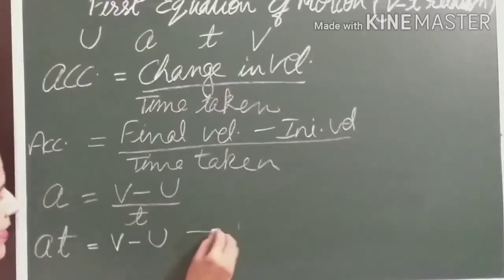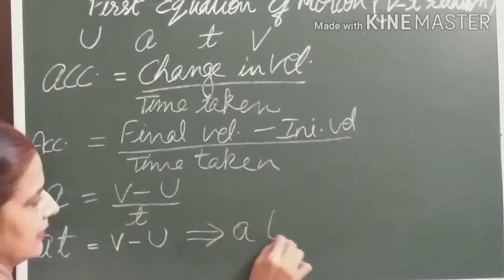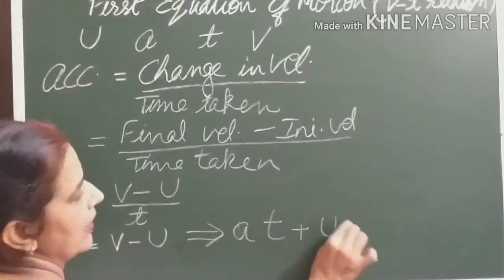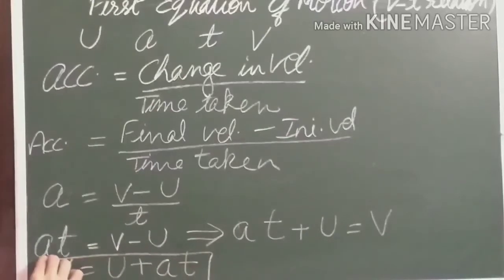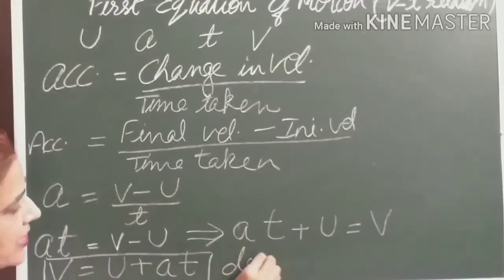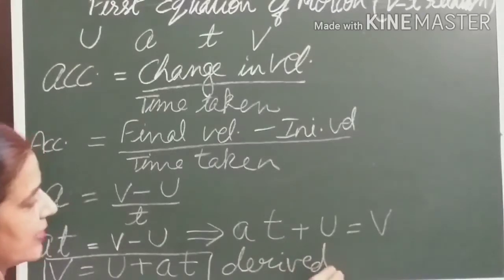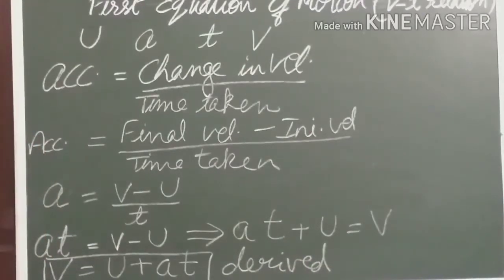After that we can write at plus u is equal to v, and when we rearrange it we will get v is equal to u plus at, and this is the first equation of motion which is now derived. So it is very easy to derive the first equation of motion, and it is used to find the velocity v acquired by a body in time t, the body having initial velocity u and uniform acceleration a.